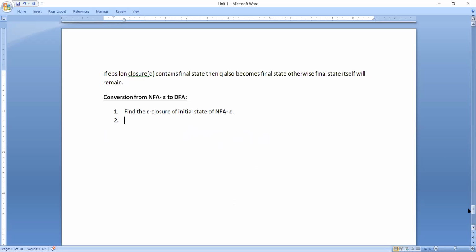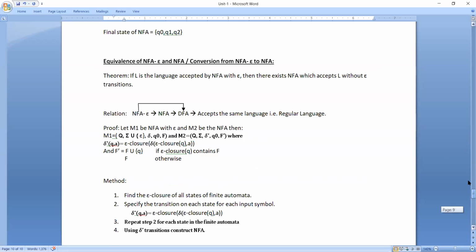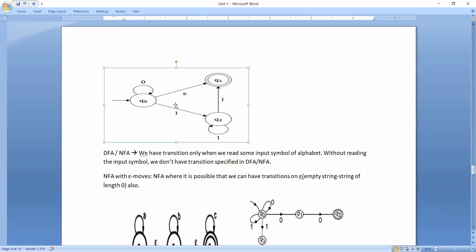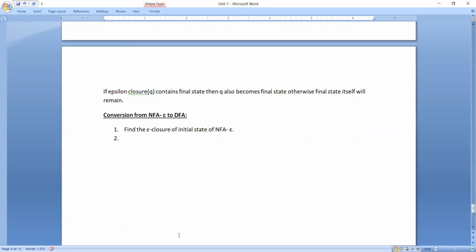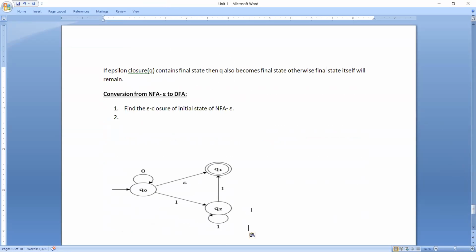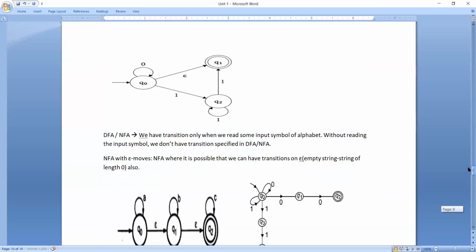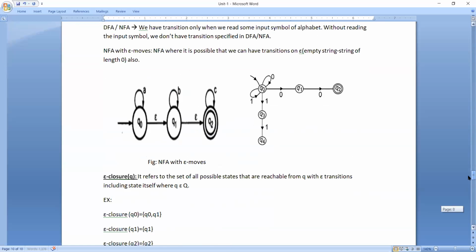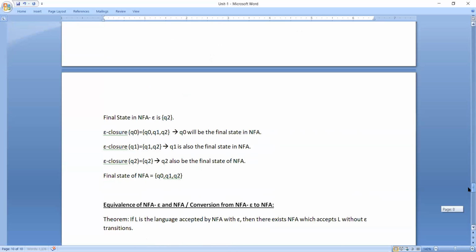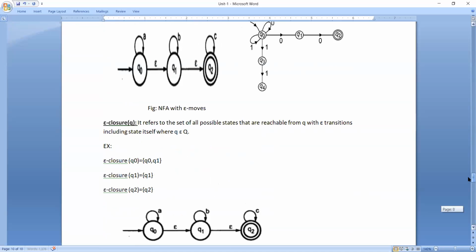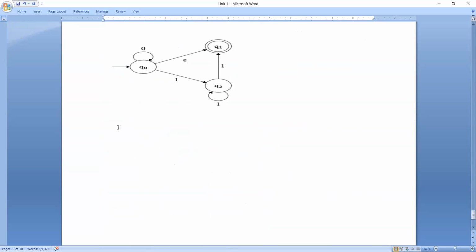First, we try to do this exercise. We try to convert this NFA epsilon to DFA. Let's take this diagram and do this. I think we also have the answer. Yes, this one. Let's just copy.